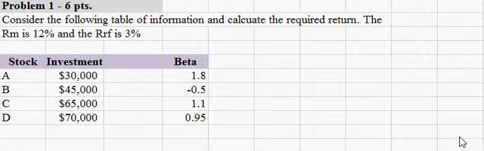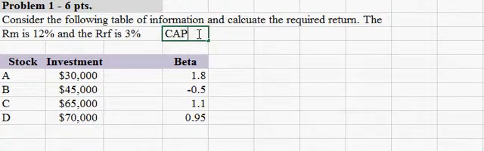Okay, so this is problem 1. We have a 4-stock portfolio, and the question is asking you to calculate the required return of the portfolio. And it gives you a market return of 12% and a risk-free rate of 3%. So the only way to determine this is using the capital asset pricing model.